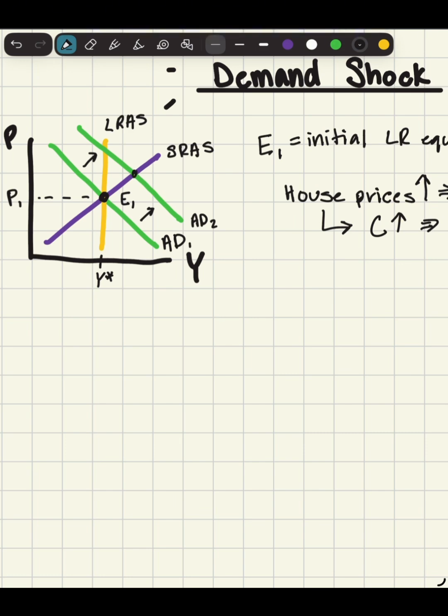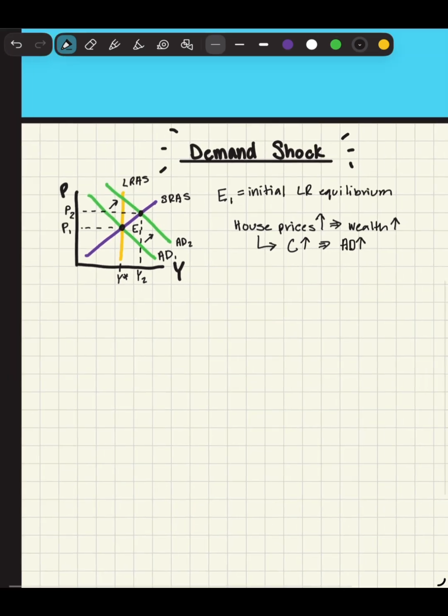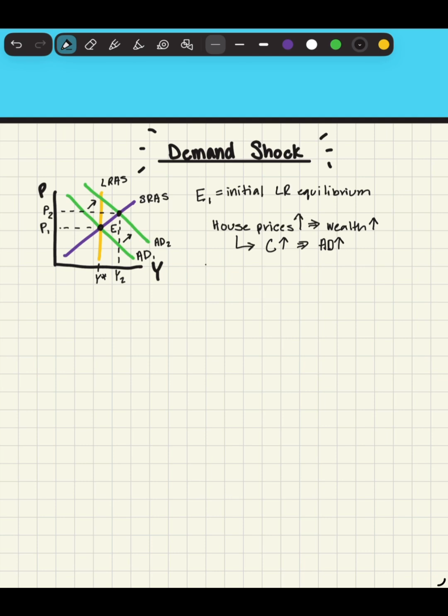Now, once you have this line drawn, you're going to mark the new equilibrium, the new output, and the new price. So Y2 is going to be the new output. And then P2 is going to be the new price. And then once you have that drawn, E2 is going to equal the new short-run equilibrium.